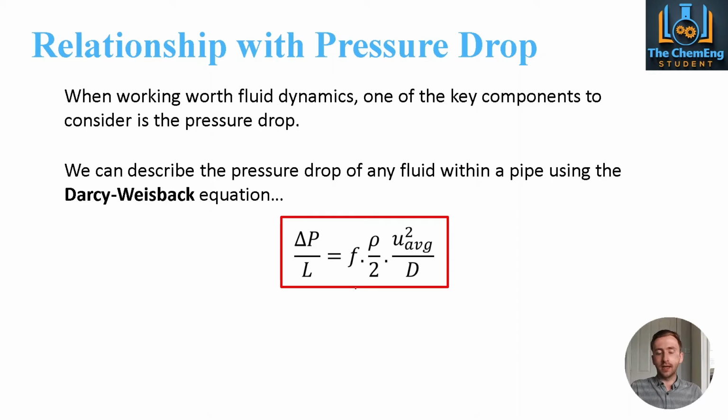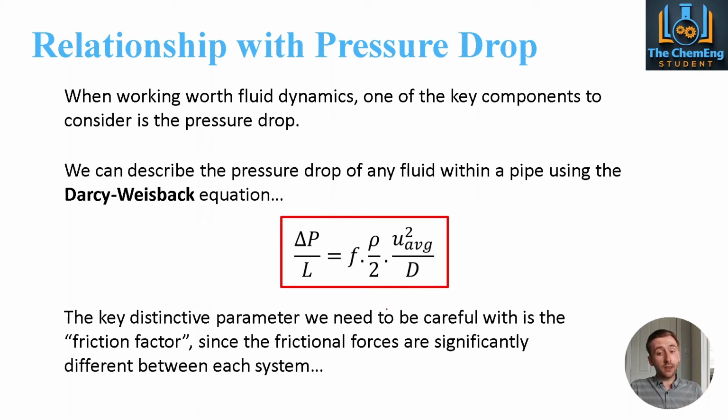So we can describe the pressure drop of any fluid within a pipe using what's called the Darcy-Weisbach equation. And it's denoted by this equation here, where we have delta P over L. So what this actually tells us is the pressure drop per unit length. So normally, for ease of simplicity, you would do it as 1 meter, so that we could understand what the pressure drop is every meter within the system. Now this applies to any fluid flow, whether it's turbulent or laminar. The key distinction here is the value of f, because the density isn't going to change, the average velocity isn't going to change, and the diameter of the pipe isn't going to change.